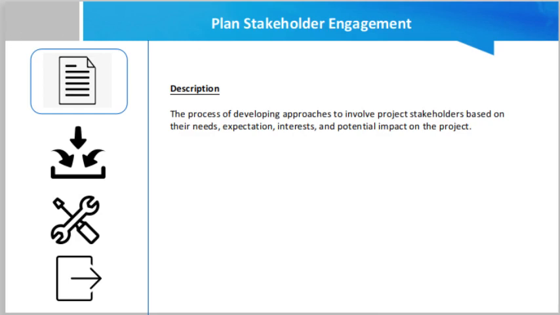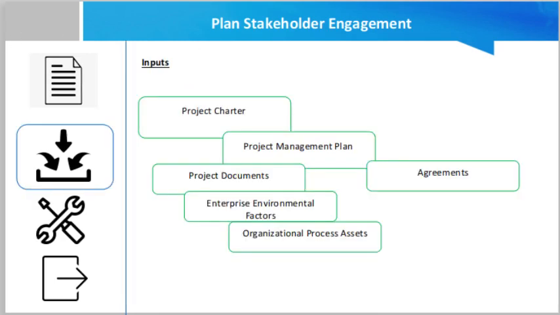So now we shall discuss in detail the inputs for plan stakeholder engagement. First input is the project charter, which basically defines the scope of a project. Then the project management plan. The project management plan is not a single document, it's a collection of multiple documents. Then project documents, which include the stakeholder register, scope documents, requirements, etc. Then agreements, meaning the contracts with the stakeholders and the contract with the company.